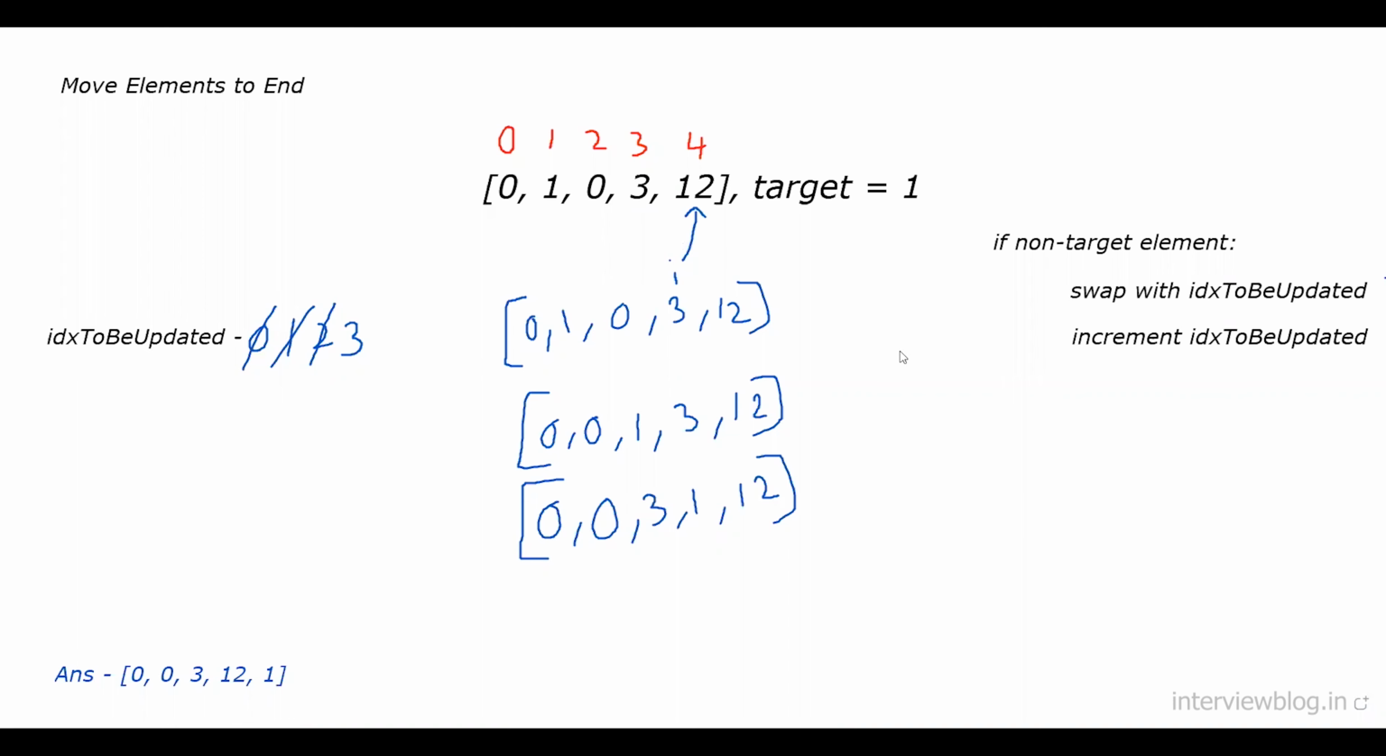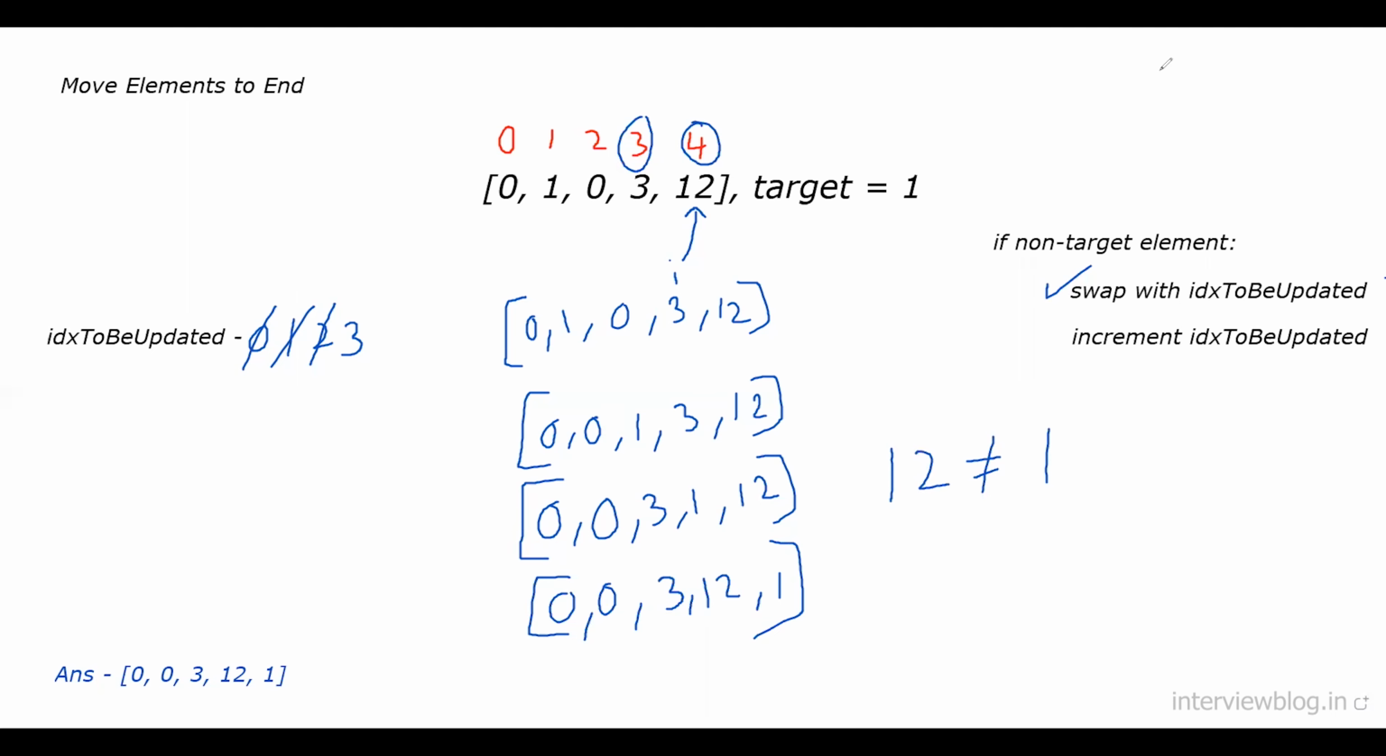Now I will check if the element that is present in the ith index, which is 12, is equal or not equal to our target element. Since 12 is not equal to 1, we have to swap the element that is present in the ith index with the element that is present in the index to be updated. So our resultant array would be 0, 0, 3, 12, and 1.